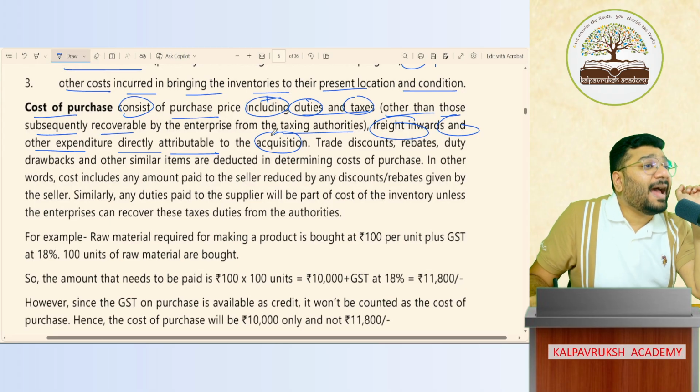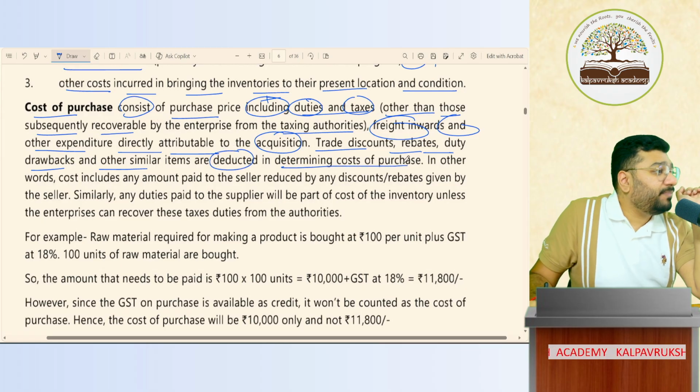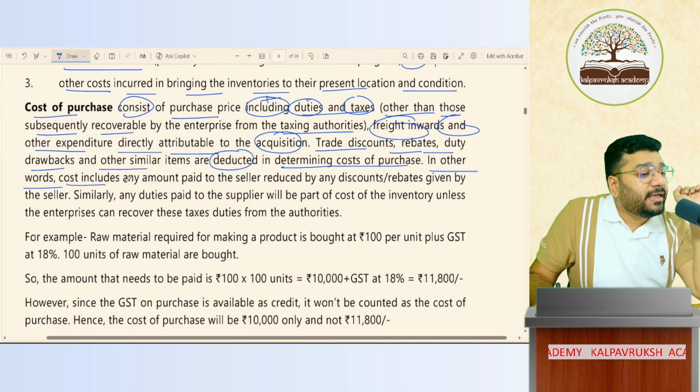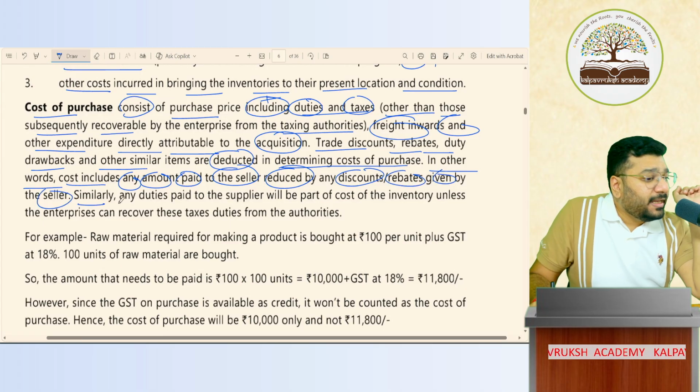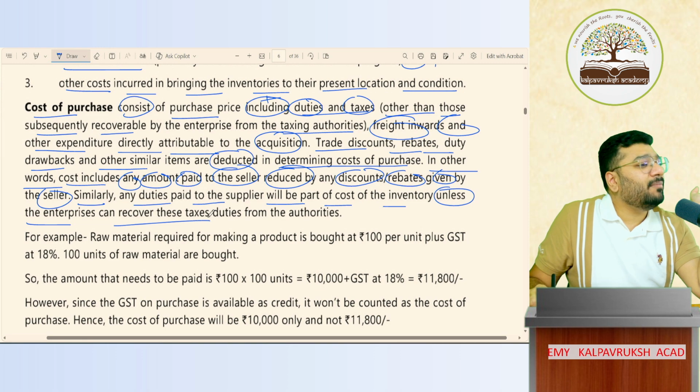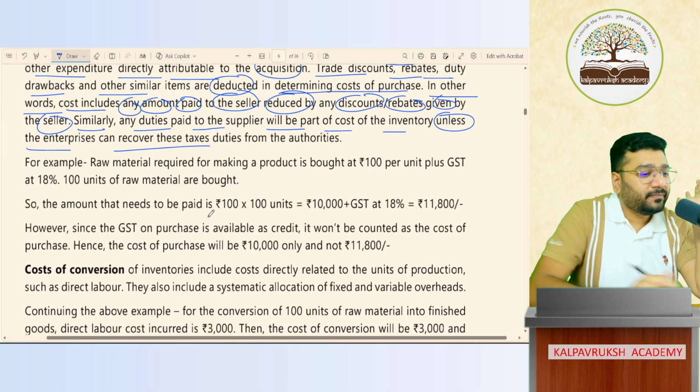At the time of purchase, whatever expenditure is incurred, all that is called directly attributable cost. Trade discount, rebate, and duty drawback and other similar items are deducted in determining the cost of purchase. In other words, cost includes any amount paid to the seller reduced by discount and rebate given by the seller. Similarly, any duties paid to supplier will be part of cost of inventory unless the enterprise can recover it from authorities later. Same point they're saying.